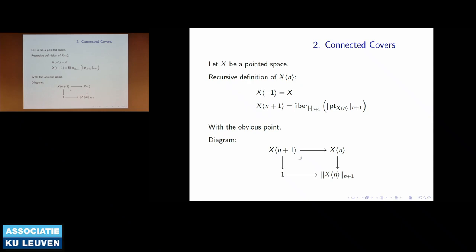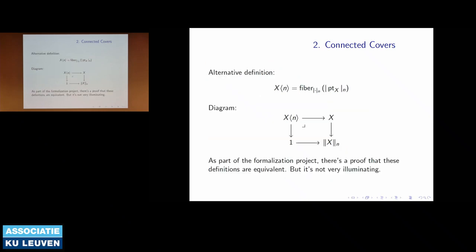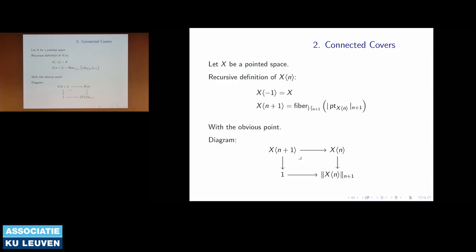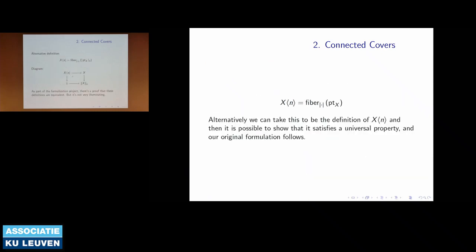Okay. All right. Alternatively, we could define the nth connected cover as the fiber of the nth truncation map of X over the image of the point of X. There's a proof in the GitHub repository that these definitions are the same. I thought about including it in the slides, but I don't think it's very illuminating to go from this definition to this definition.